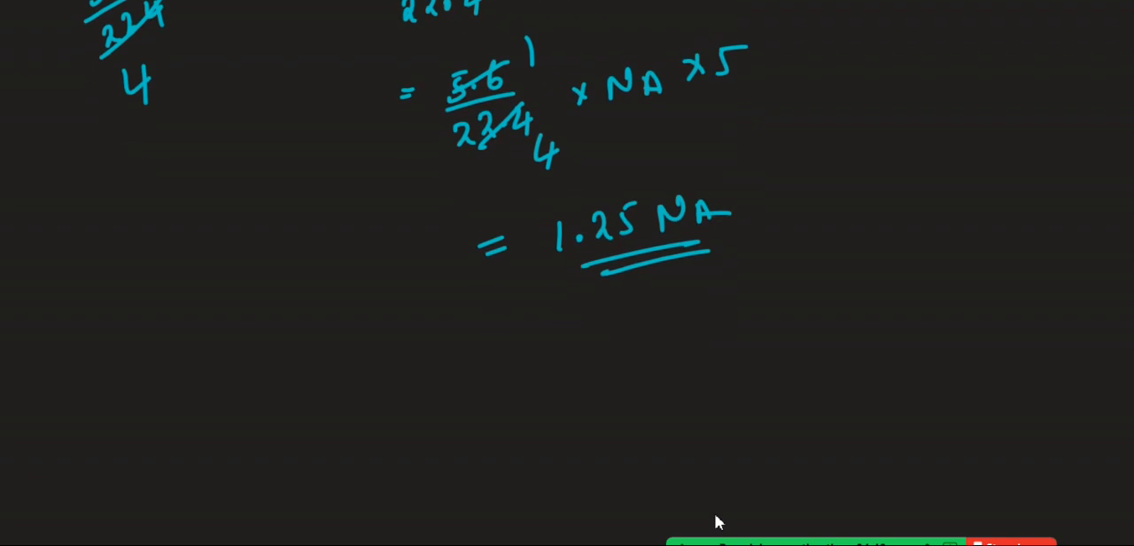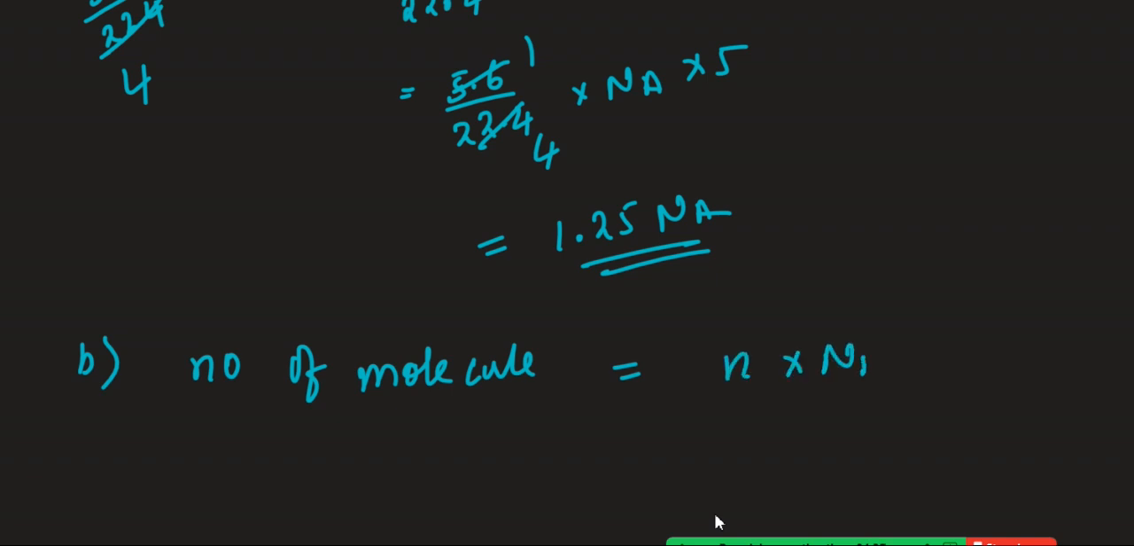Right. Now going to the B question. What is the B question? They are asking for the number of molecules. In the whole chapter, the number of molecules has one and only one formula. What is that? N into Avogadro's number. Obviously, just now we have learned that N is nothing but volume in liters by 22.4, into Avogadro's number.